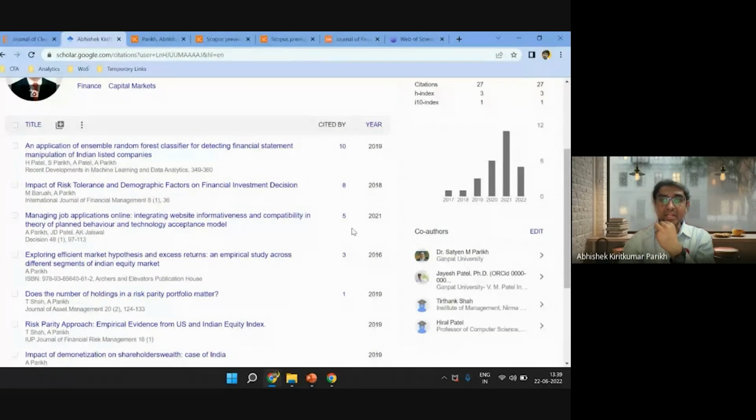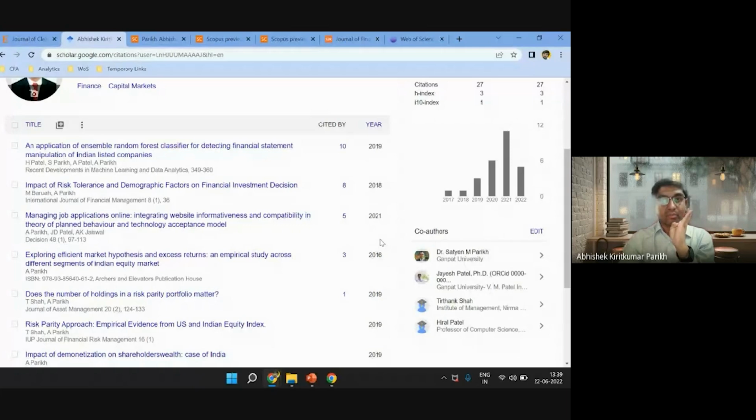How many articles have more than 2 citations? 1, 2, 3, 4. So 2 articles have 2 or more citations, yes. So the H index is 2. Now 3 articles: how many articles have more than 3 citations? 1, 2, 3. So yes, I can calculate an H index of 3.